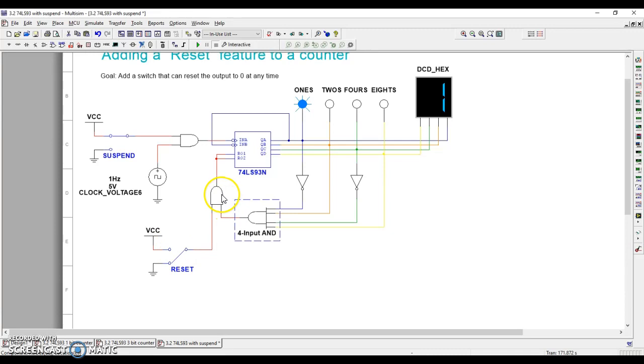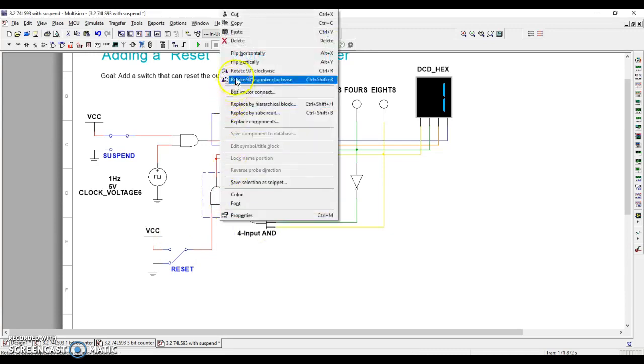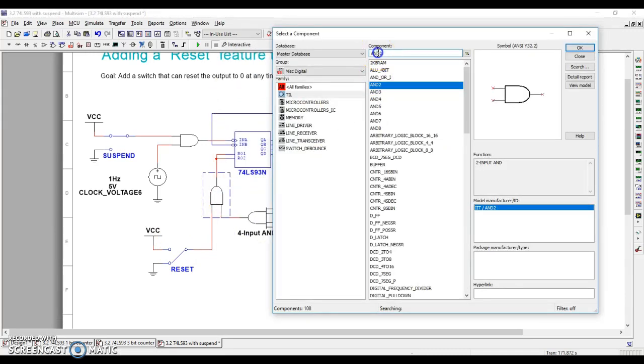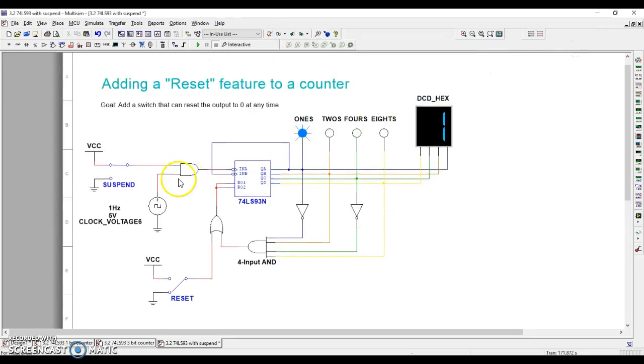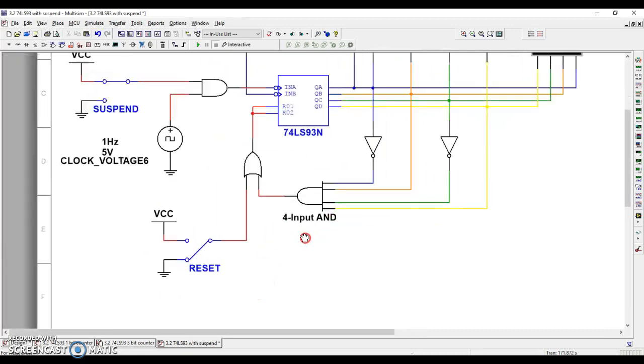So I'm going to come up here. I'm going to replace this then, not with an AND gate, but with an OR gate. Either one of those should be able to drive what happens here. Okay, so different situation than what we talked about in the last video with suspend.